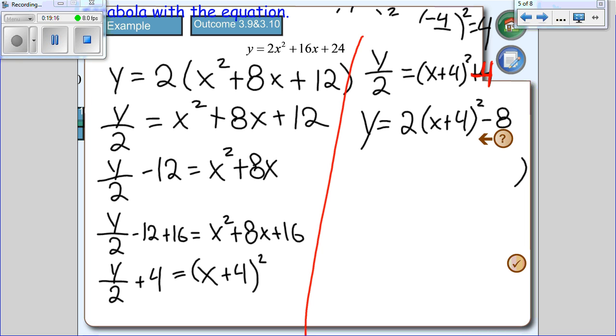It was already a negative 4. So negative 4 times 2 is negative 8. Are we done?